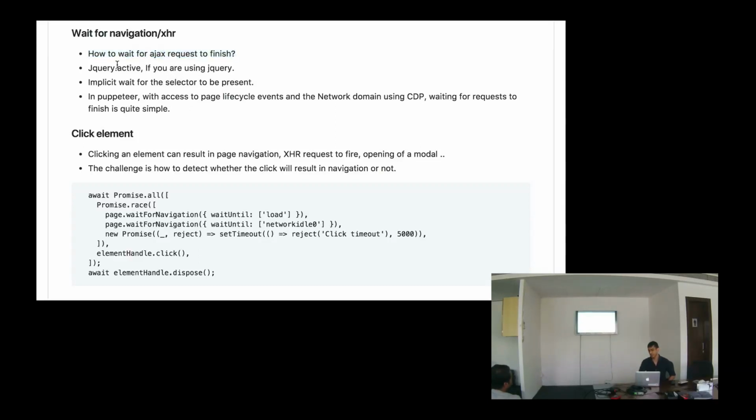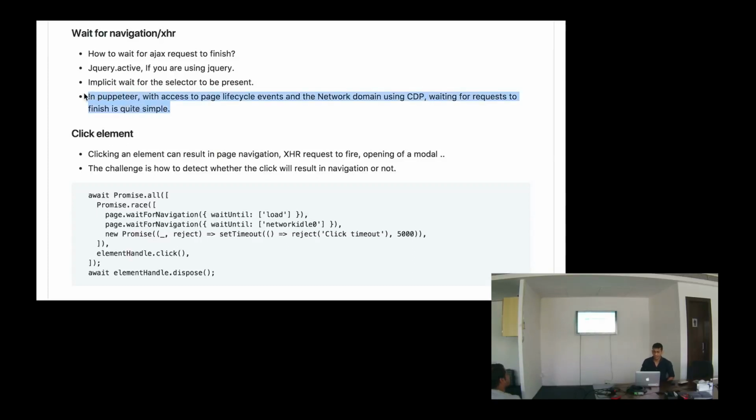If you are using jQuery, you can use the jQuery active flag, which is a count of the number of AJAX requests that are ongoing by jQuery, just by jQuery, not directly through the XML interface. You can implicitly wait for the selector to be present. So if you are clicking an element and the next step is to click another element, you can wait for that element's locator to be present on the page before doing that. And it's a big issue. It worked 90% of the time, but sometimes it had to time out after a while.